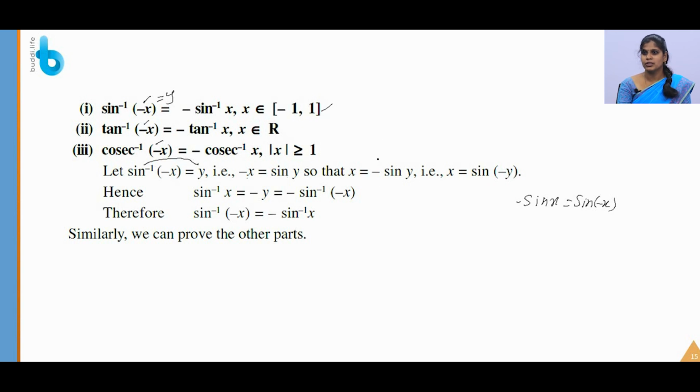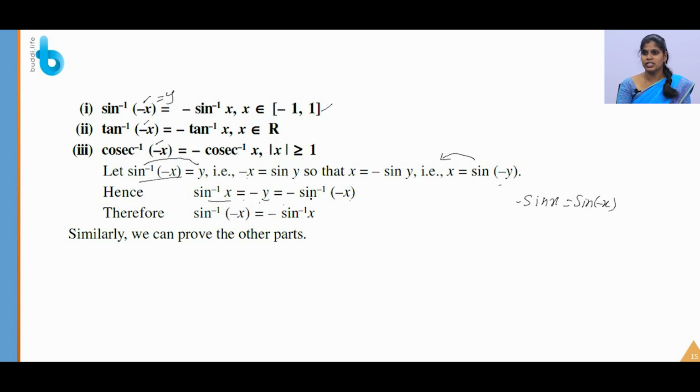Now you see, hence sine inverse of x equal to minus y. Again take the sine to the other side. What will I get? Sine inverse of x. So sine inverse of x equal to this, minus y, which is equal to minus sine inverse of minus x. What is y here? Sine inverse of minus x, no. So instead of y, you substitute this, therefore minus sine inverse of minus x.